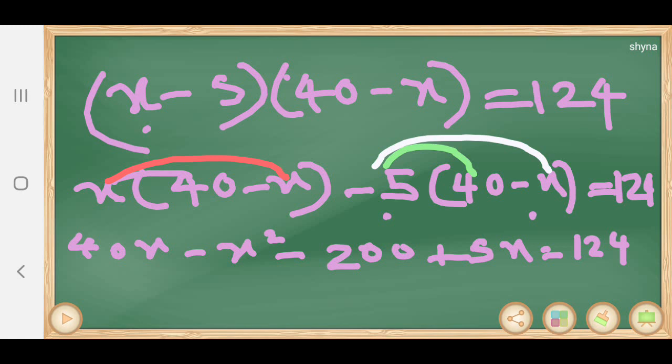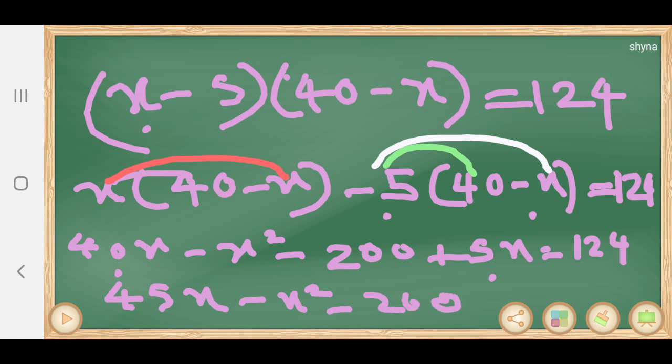You know that we can add like terms. What are the like terms? 40x and 5x. We can add 40x and 5x. So you will get 45x minus x square minus 200.